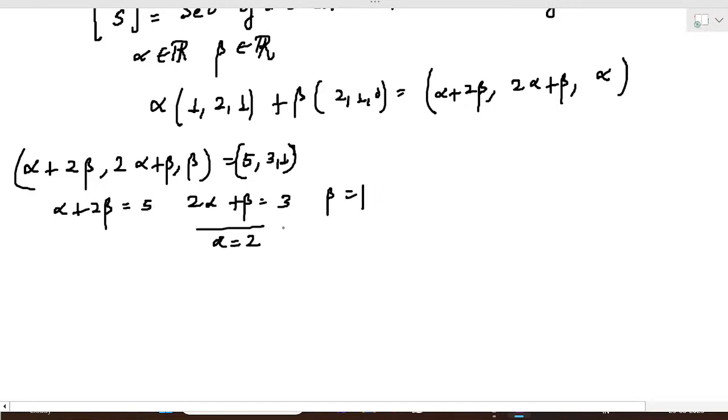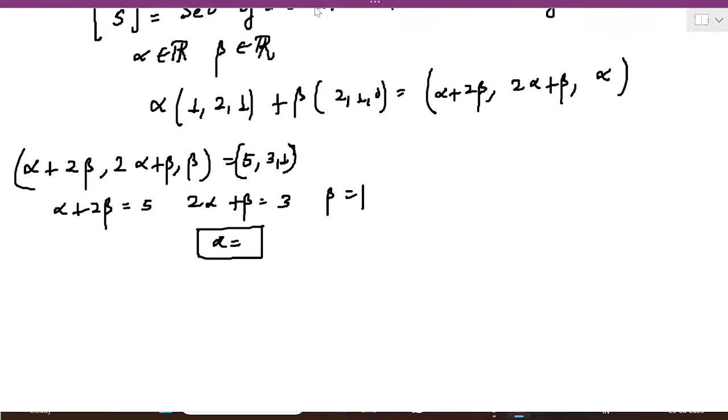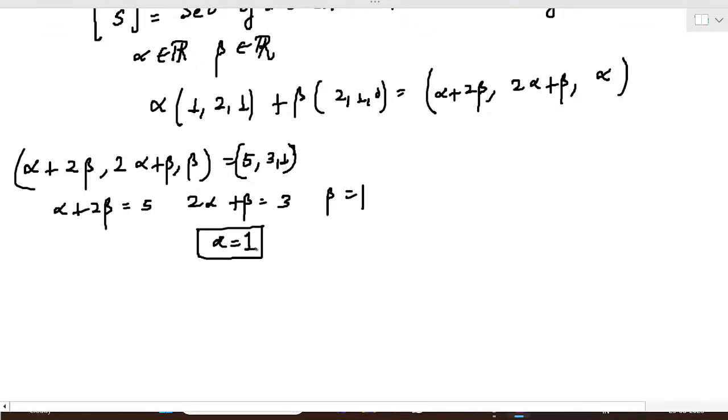If alpha is equal to 1, then from 2 alpha plus beta equals 3, beta is 3 minus 2, which is 1. Sorry, I should be careful: if alpha is 1 and beta is 1, clearly alpha plus 2 beta will never be equal to 5. If you add them up, it will never be 5. So clearly I can say that (5, 3, 1) is not contained in, or does not belong to, the linear span of S.